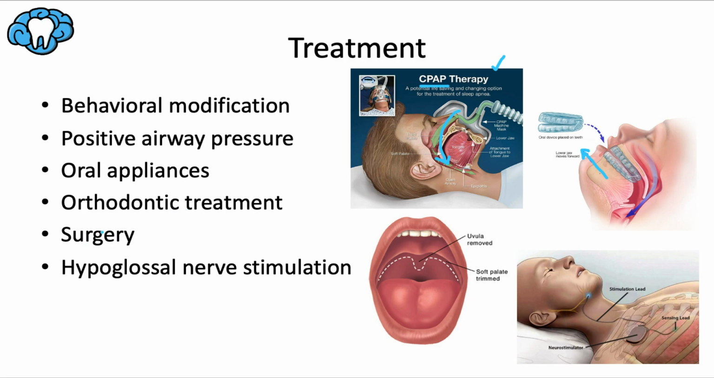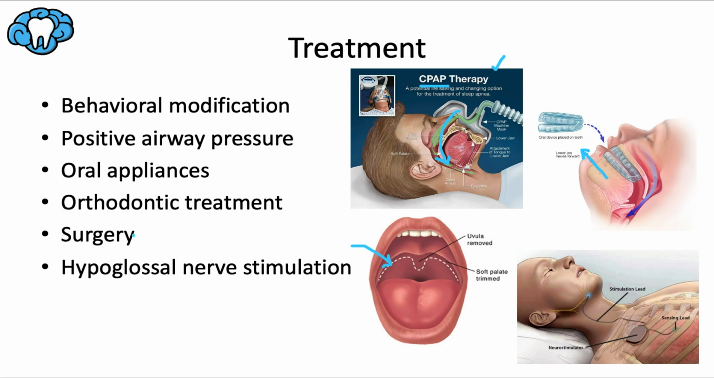For surgery, there are a ton of different options depending on the level of the obstruction, whether it's at the nose, the mouth, or the throat. So we could do something like a septoplasty. This would reduce the nasal septum or inferior turbinates, a tonsillectomy and adenoidectomy for kids, a uvulopalatopharyngoplasty, also referred to as a UP3, and that involves excision of excess soft palate tissue, the tonsils, uvula, and the posterior and lateral walls of the oropharynx.